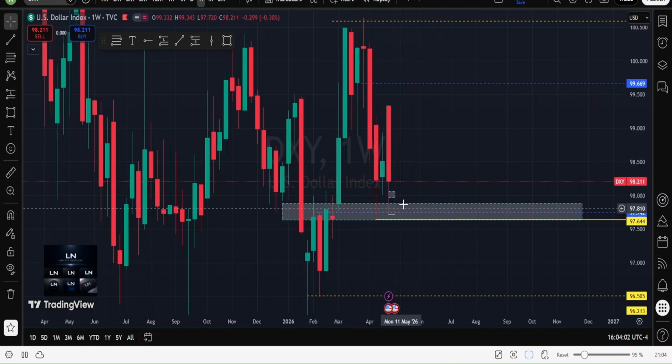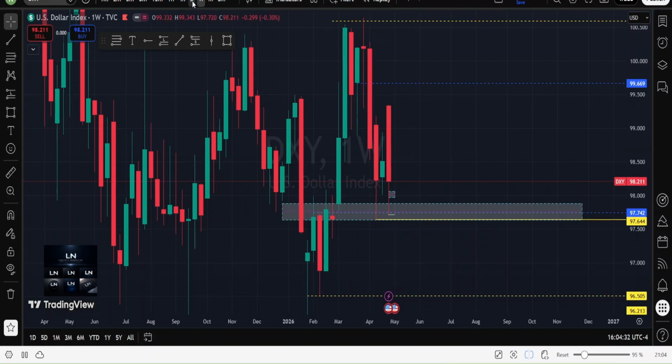This is where price is at this moment, on the discount level. Remember, we want to buy low and sell high. We don't want to buy at a higher price. So if we drop on the daily time frame, this is where we are on the weekly time frame. Price is apparently on the discount level in dollar index, meaning there might be a move to the upside to seek this level if price continues down.